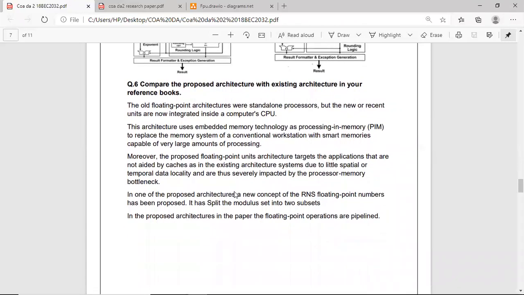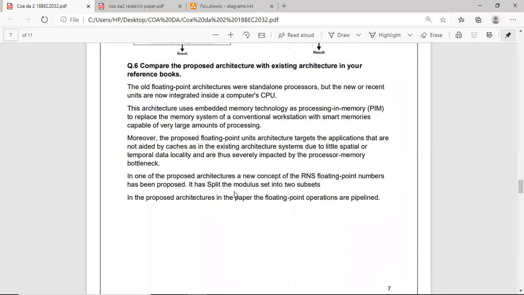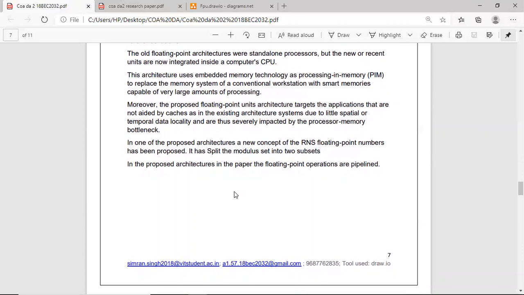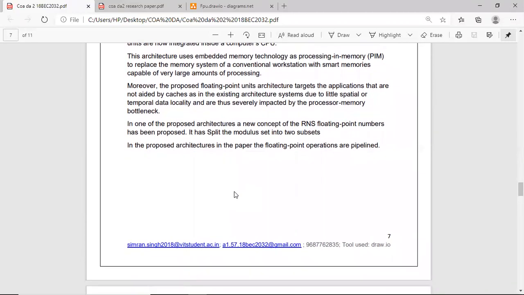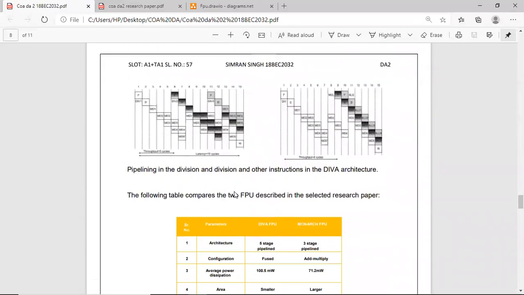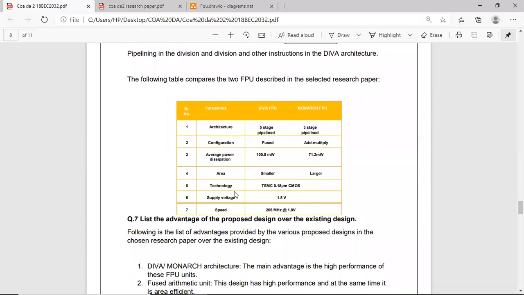Coming to the next question, it asks us to compare these architectures proposed by the selected paper with the existing architecture in our book. A comparison between the old floating point architectures and the recent architectures is made. Furthermore, how the proposed floating point units are now targeting more applications is also explained. The pipelines of the new proposed architectures is explained with the following diagrams. A comparison between the given architecture is also made.